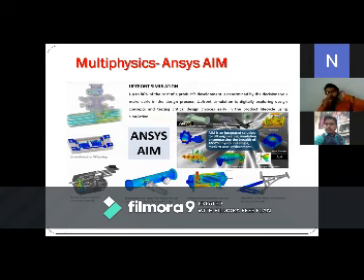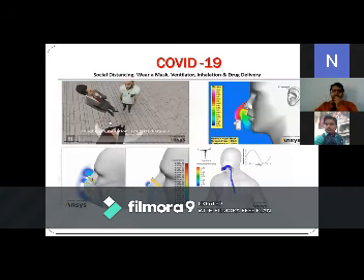This is the very important COVID-19. Yesterday we had a small discussion about COVID-19: social distancing, wearing masks, ventilators, inhaling and drug delivery. Nowadays N95 masks are available in your market and medical stores, and face shield covers are available. These products have already been analyzed with the Ansys platform.